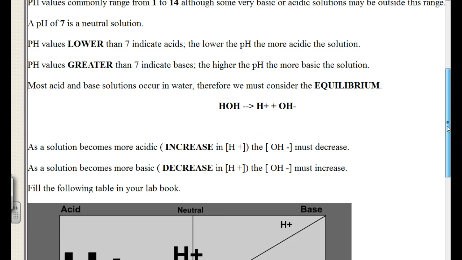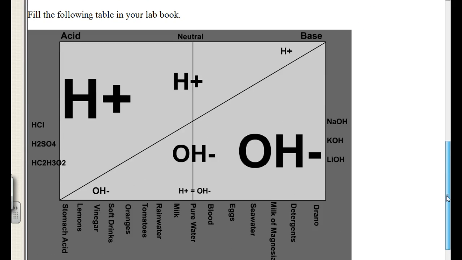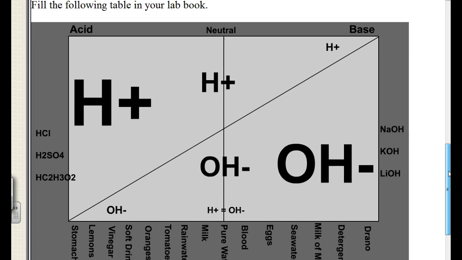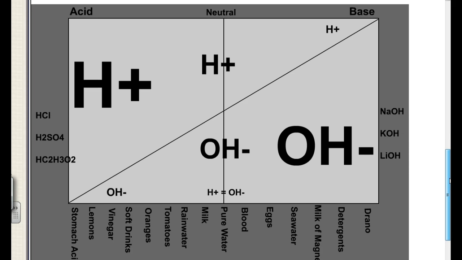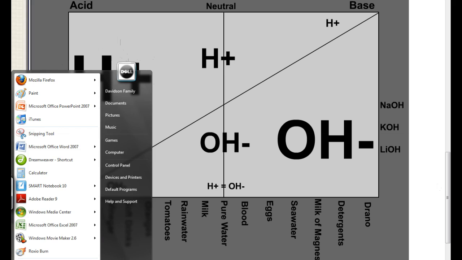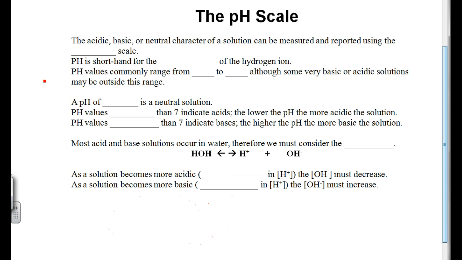Alright, now, let's scan down to this picture. Fill in the following table in your lab book. Alright, you should be able to see that whole thing now. You need to draw exactly what you see. Make sure that you understand sort of what it's saying also. Let's take a picture of it real quick so I can talk about it.